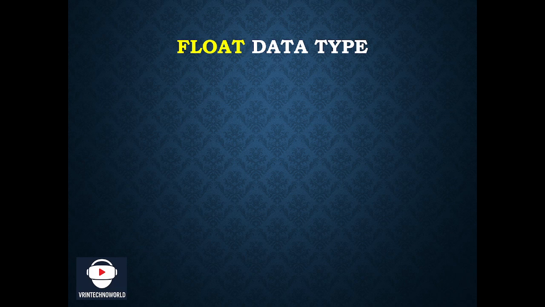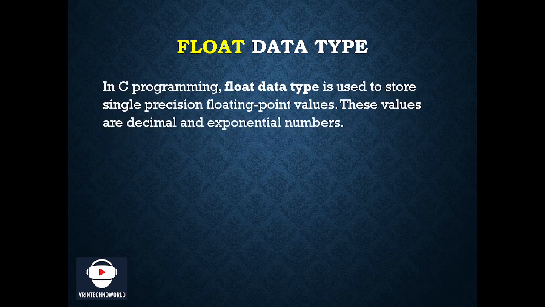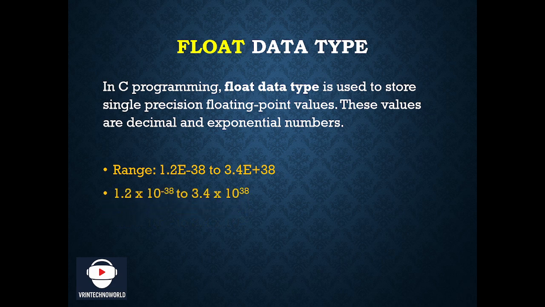Now, the second data type, that is float. In C programming, the float data type is used to store single precision floating point values, meaning decimal kind of values. The range starts from 1.2e-38, that is 1.2 into 10 to the power minus 38, and it goes up to 3.4 into 10 to the power 38. So this is the range of the floating point data type.